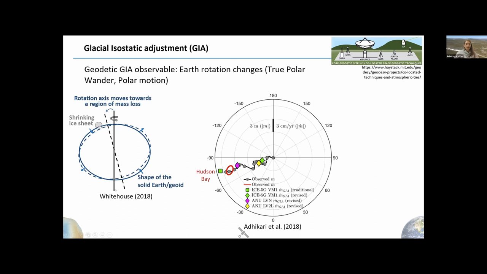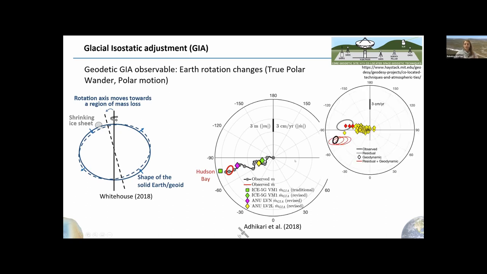When we have the rotation axis of the Earth shown by this black line, and when we decrease the ice mass, the rotation axis moves because the shape of the solid Earth changes and the GIA changes. And this is also observed over many years, meanwhile, and we see a change in the rotation axis wandering towards the Hudson Bay in Canada. But this observed change in polar motion cannot be explained only by GIA. We also need to include other processes, for example, geodynamic mantle convection models, which also help us to explain the entire Earth rotation parameter changes.